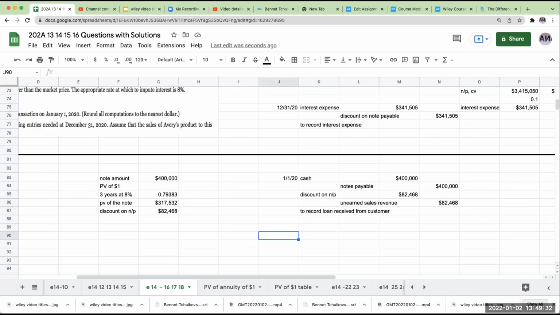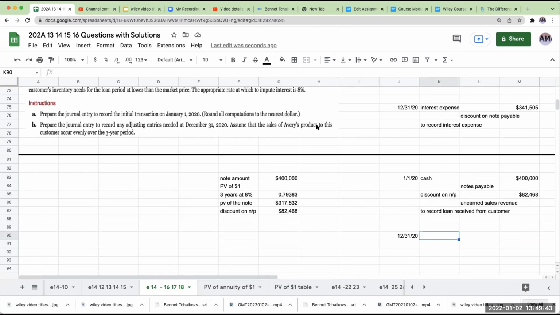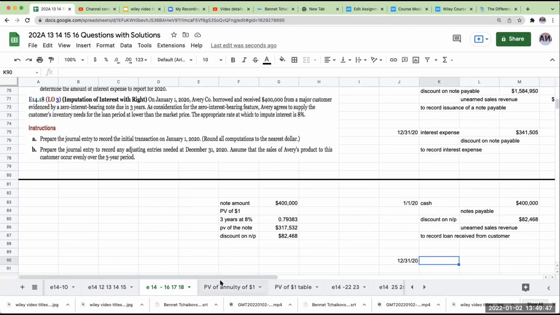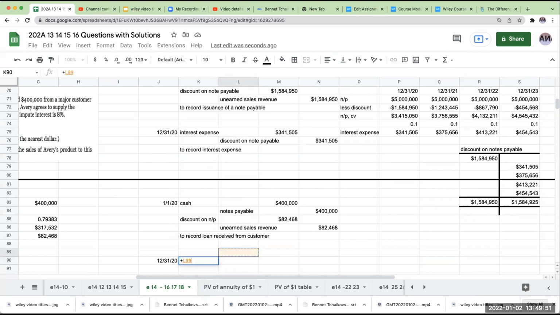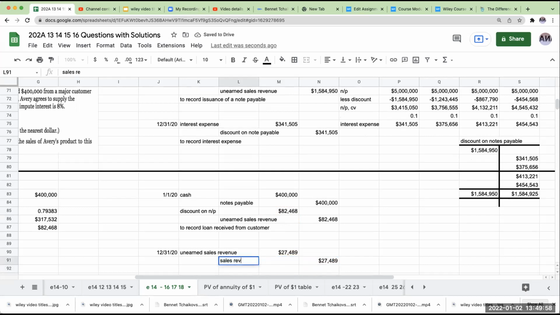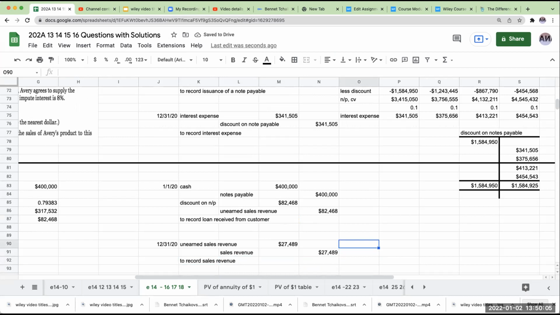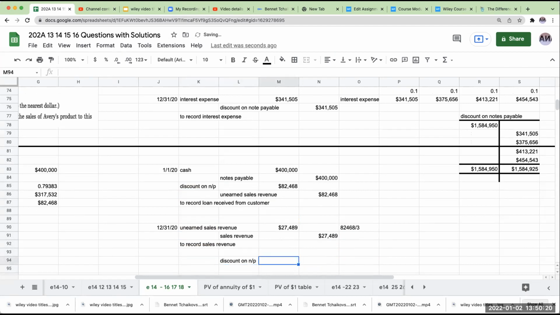On 12/31/20, I have to do 2 things. The first one is to show the sales revenue being earned. It was assumed sales of Avery product will occur evenly during the 3-year period. So I'm going to debit unearned sales revenue, 82,468 divided by 3, and then I'm going to record sales revenue. And this entry I'll be making every single year for the next 3 years. Now, I also have to amortize this discount on notes payable to interest expense. So I'm going to be crediting discount on notes payable, and I'm going to be debiting interest expense.